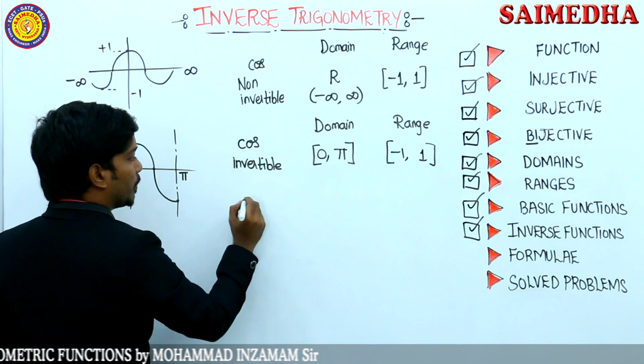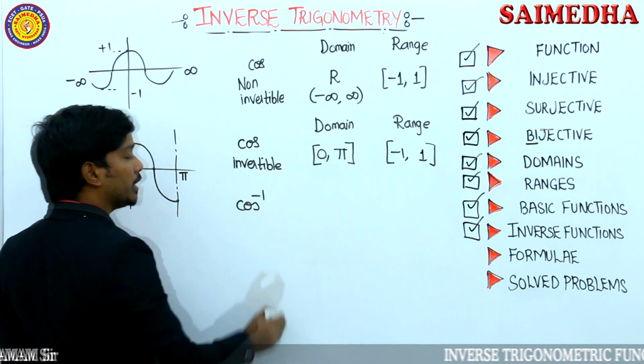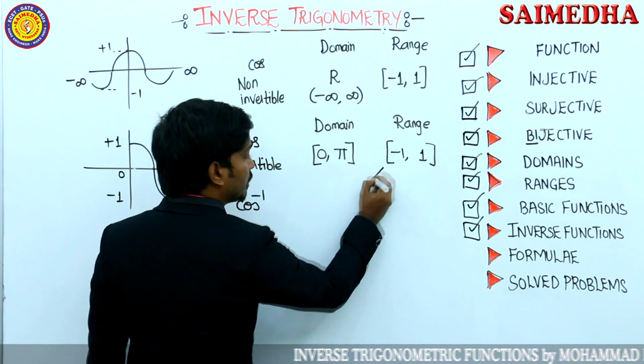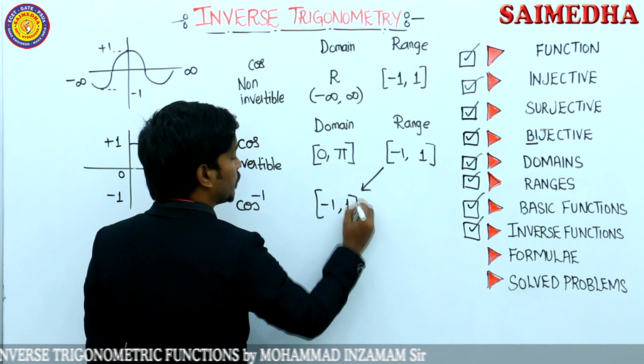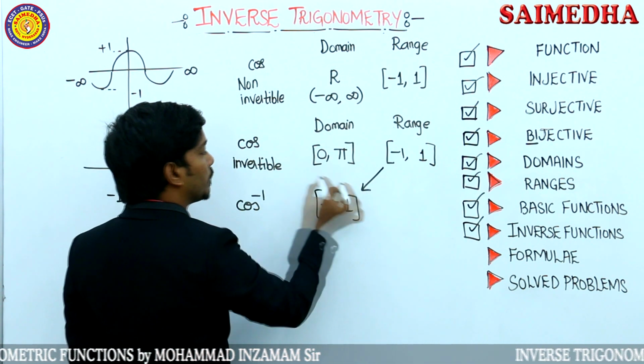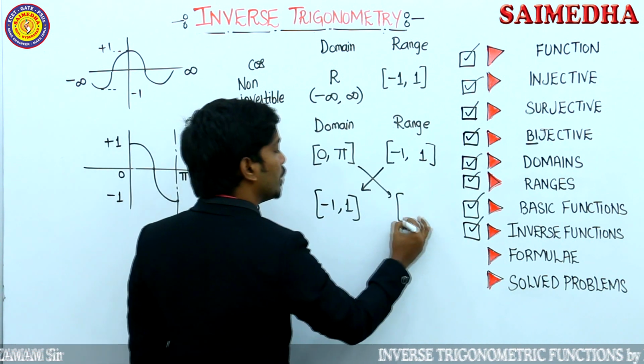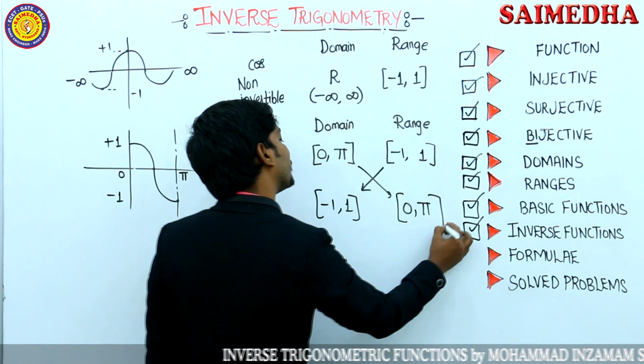Idi cos. Mana cos kavalanna, cos inverse kavalanna cheppandi. Cos inverse ki domain emavutundi? Cos kunna range. So what is this value now? Minus 1 to plus 1. Cos inverse ki range emavutundi cheppandi? Cos kunna domain. So what is this value now? 0 to pi. Okay.